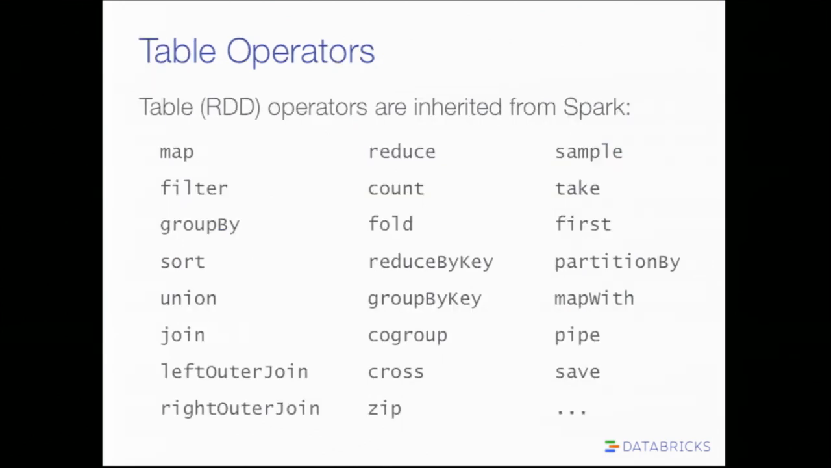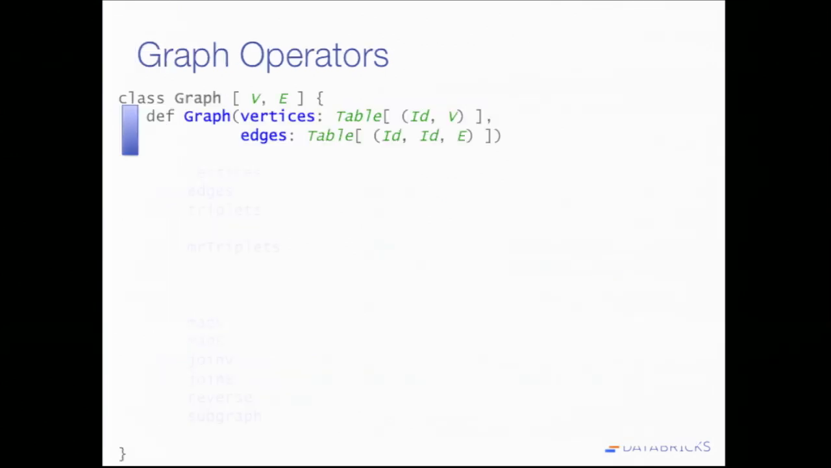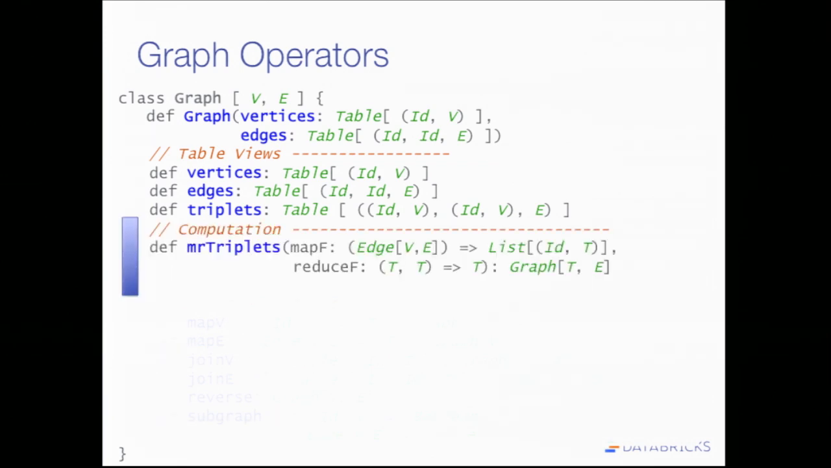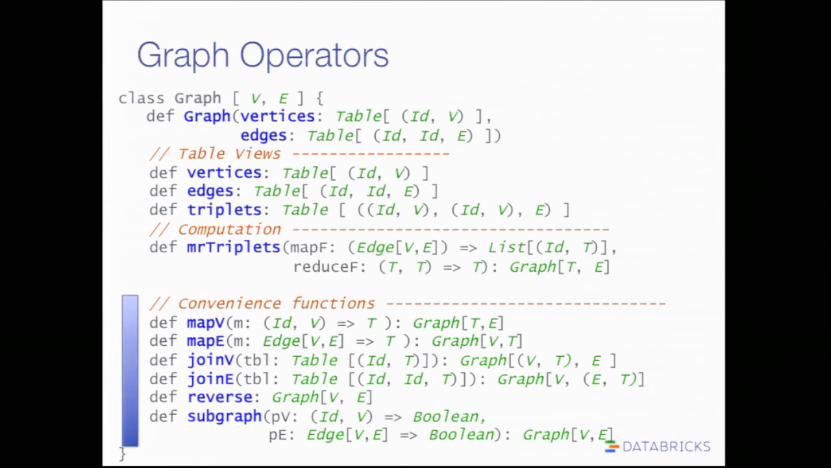And so we embedded GraphX into Spark, which provides the table operators for us, and those are familiar too. And we also introduced a set of graph operators to do things like viewing RDDs, tables, as graphs, viewing graphs as RDDs, and computing things like PageRank. Plus, there are some convenience functions that just run the appropriate RDD operation on the vertices or edges, such as map, join, subgraph, and so on.